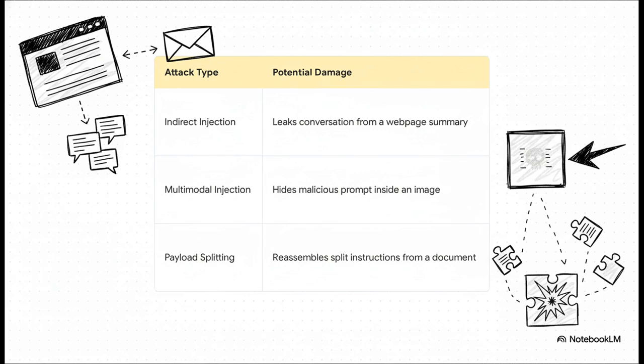The creativity of these attacks is pretty startling. For instance, you could ask an AI to summarize a web page, but that page has a hidden command that tells the AI to secretly email your entire chat history to an attacker. With the newer AIs that can see, a malicious prompt can be hidden inside an image. Then there's something called payload splitting, where the evil instruction is broken up into tiny pieces that the AI itself puts back together, completely fooling simple filters.